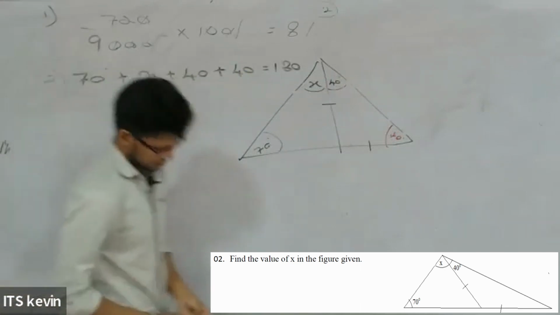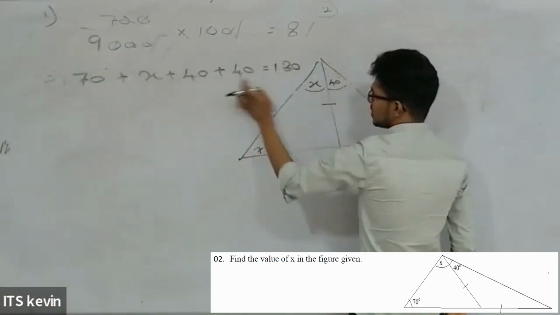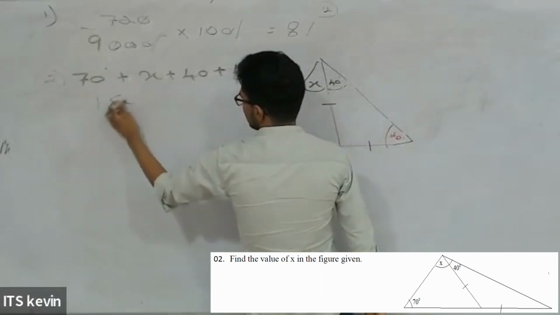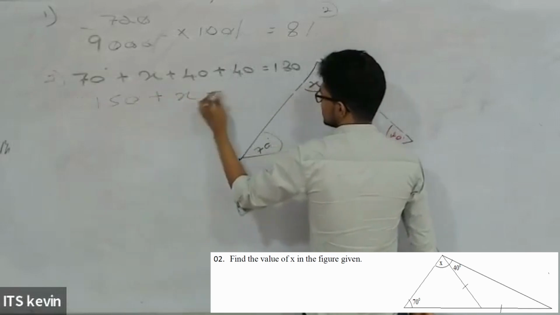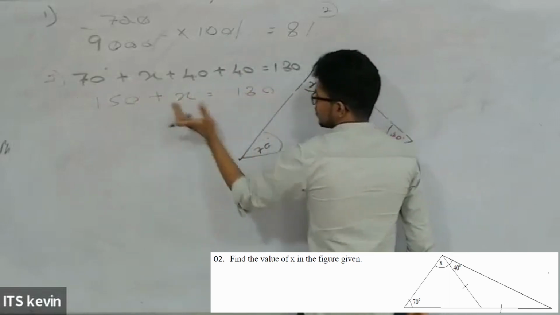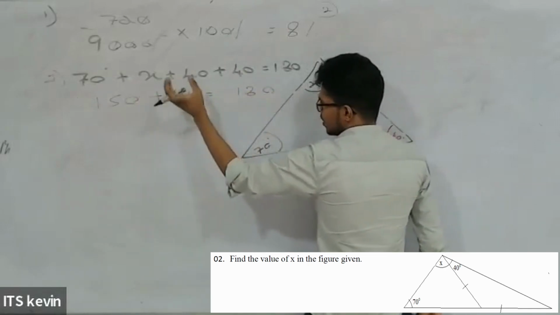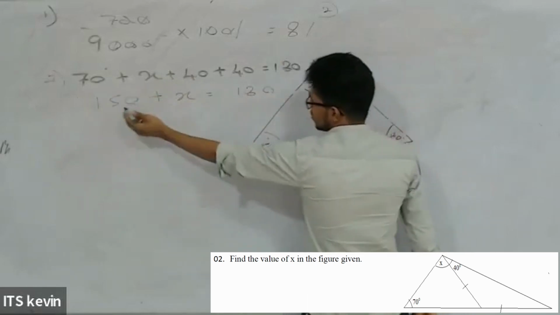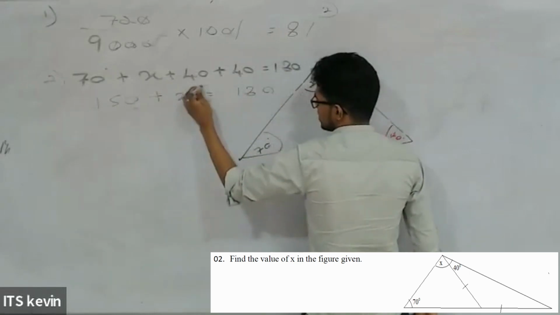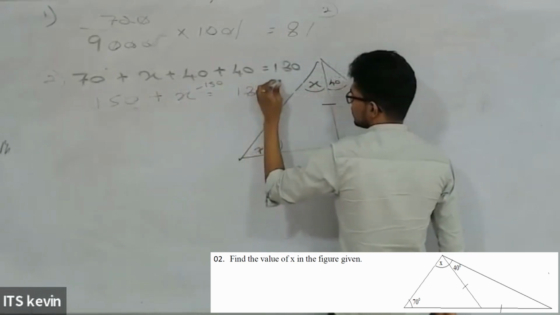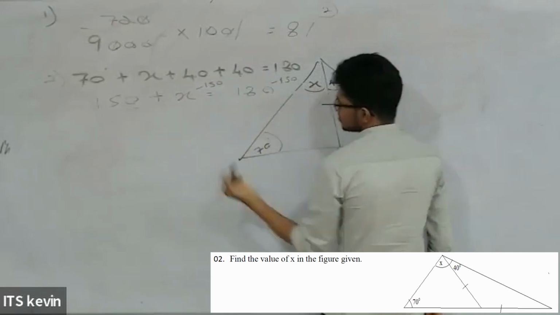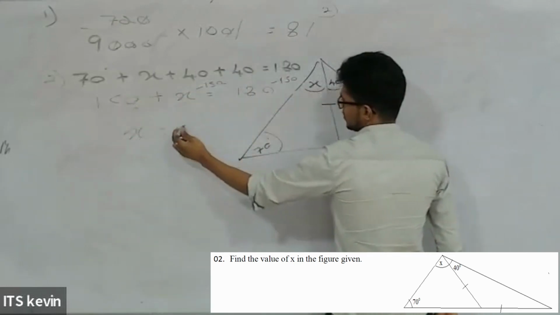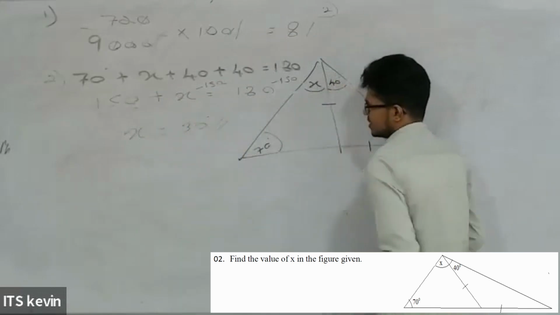So simplify. 40 plus 40 is 80. 80 plus 70 is 150, plus x is equal to 180. So you need to find x, which means you have to keep x on this side and take all the other numbers to the other side. To remove this 150, you have to subtract 150 from both sides. So this cancels and you get 180 minus 150 is 30 degrees. That's it.